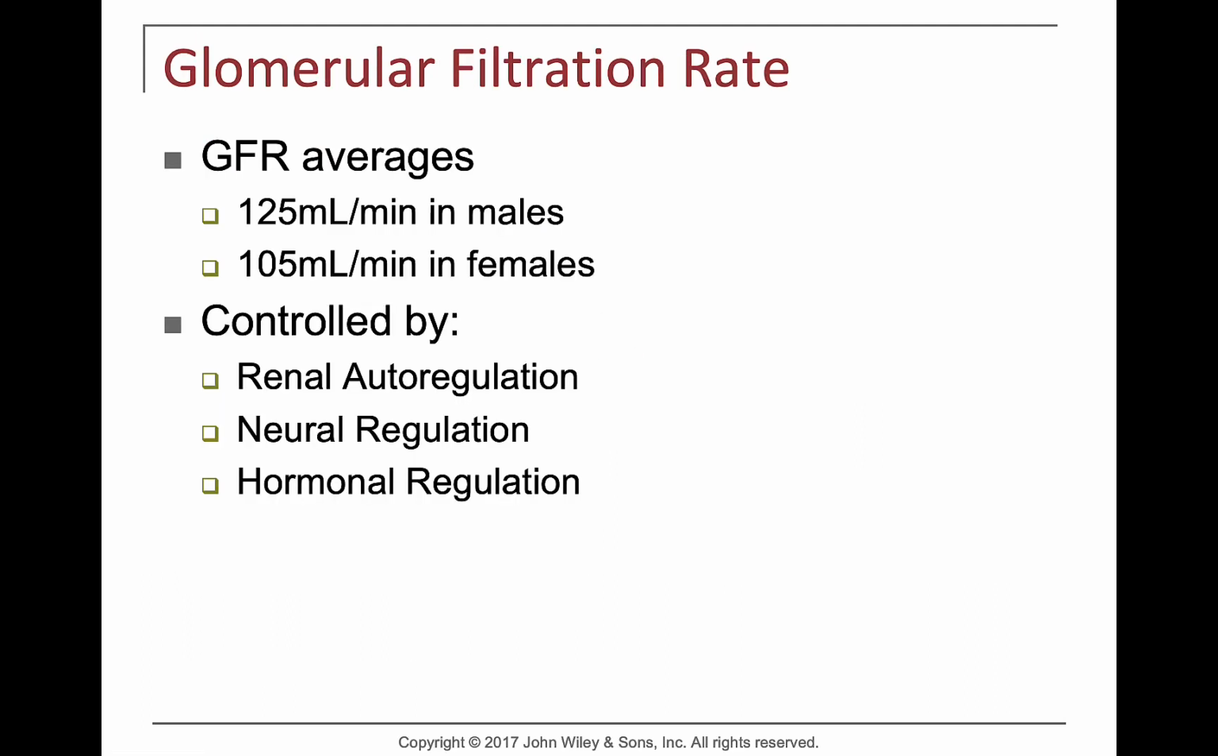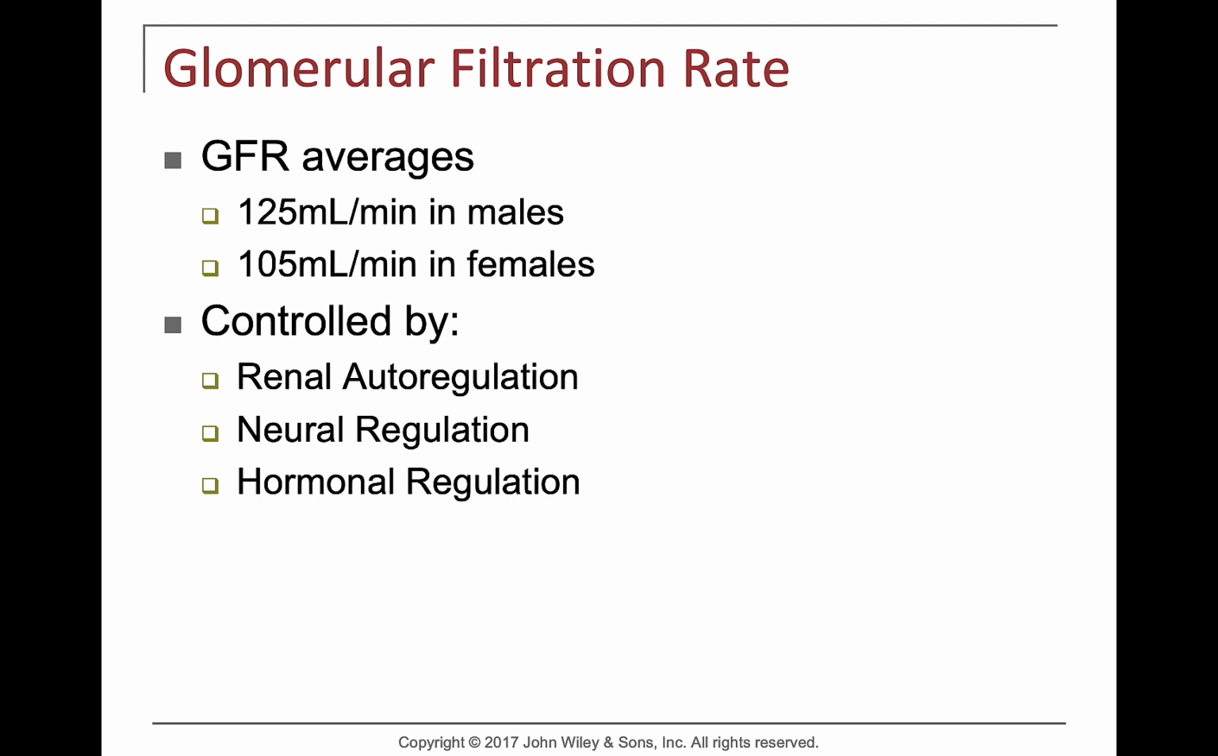So averages for the filtration rate are 125 milliliters per minute in males and 105 milliliters per minute in females. And remember, that is the filtrate produced for both kidneys per minute. That may seem large, but remember, most of that fluid is going to be reabsorbed as it goes through the renal tubule to make urine. So we have about 48 gallons a day reabsorbed to 1 to 2 quarts of urine.